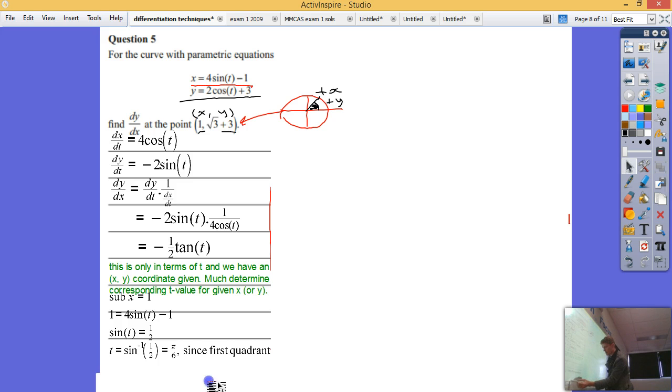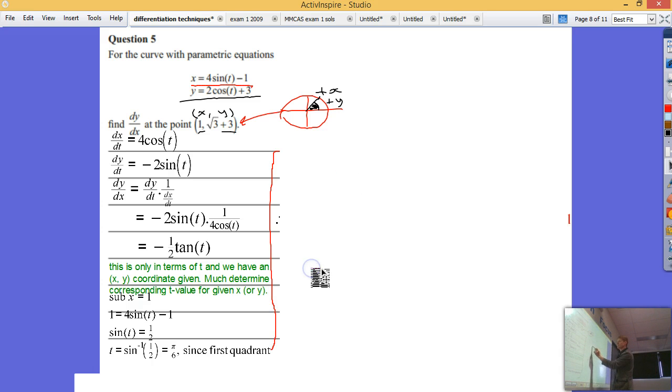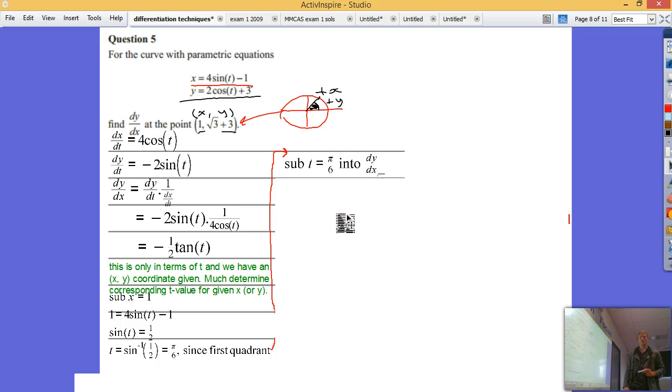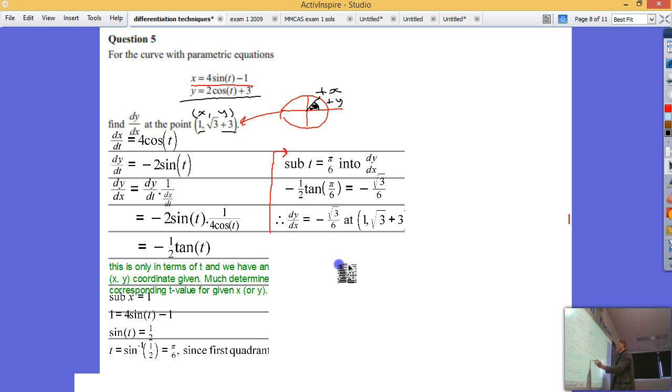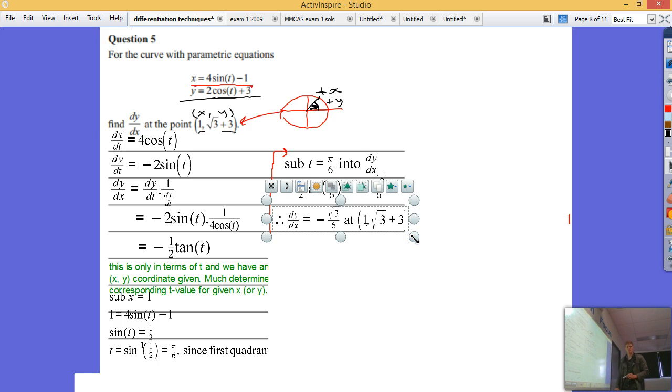Okay, so I'm going to take the t value that I've just worked out, pi on 6, and let's substitute t equals pi on 6 into dy dx. So now I'm thinking about tan of pi on 6. Well, that is root 3 on 3. I multiply by negative a half and I get this numerical value. So therefore, dy dx is negative root 3 on 6 at that x and y coordinate.